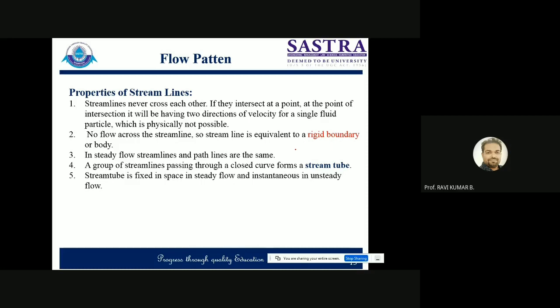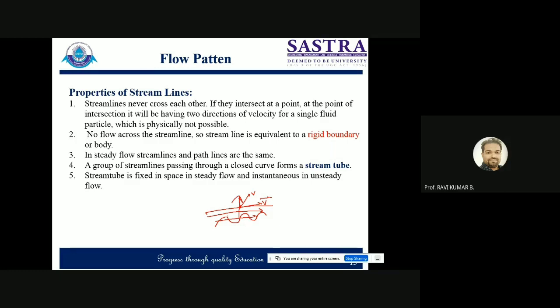The second important property of streamline is that there is no cross flow across the streamline. So there will be no flow coming across the streamline. If I am drawing a streamline here and a flow is taking place here, it cannot cross like this. It can flow parallel to it, and in between it can flow like this, but it will never cross it, because there is no cross flow. If there were cross flow, at this single point you would have two directions of resultant velocity, one in this direction and another in this direction for the same flow field, which is physically impossible. For a single flow field, there will be a single resultant velocity.